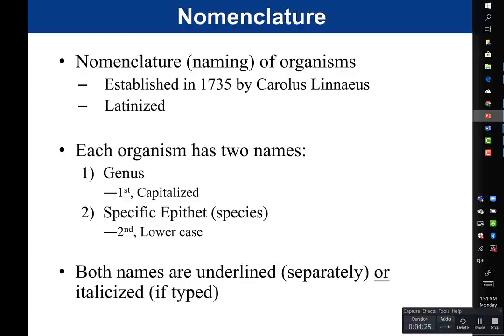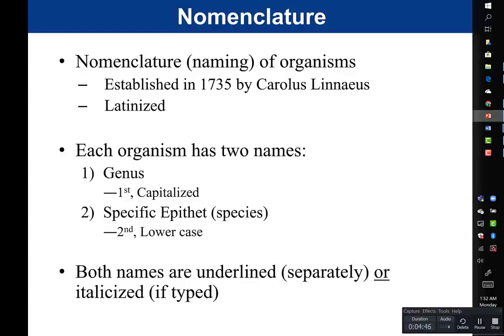Both names are underlined separately. So if you're handwriting the organism name, you will underline it separately, or it's italicized if you type it. Now, if you're handwriting, don't try and handwrite it looking like italics. That doesn't work. If you handwrite it, you should underline genus and species separately.